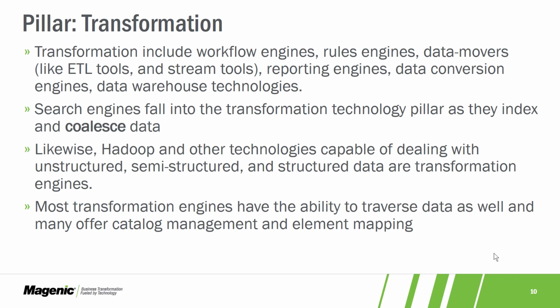And then transformation. Transformation is interesting because it is defined as anything that acts on datagram A and produces datagram B. And so transformation technologies include things that do projections and coalescence. Hadoop, for example, can be used to coalesce data or index data. It can be used to change datagram A to datagram B. And a lot of things do that. ETL engines do that.